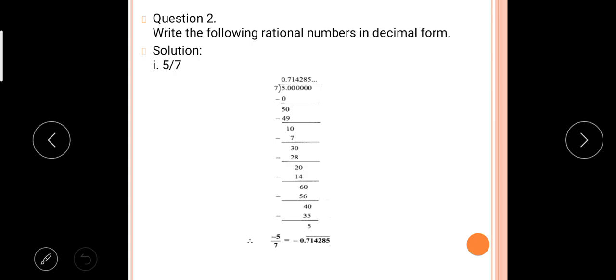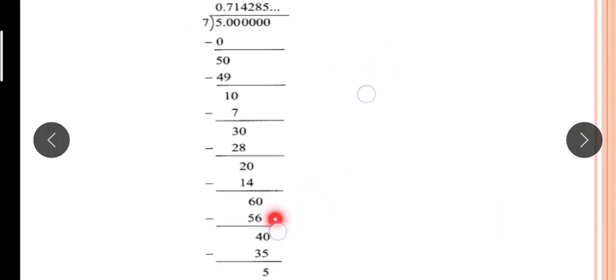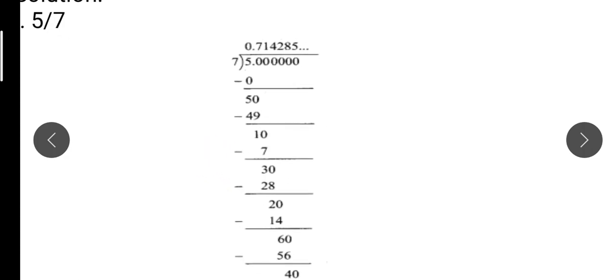Now, write the following rational number in decimal form. If it is a rational number, meaning in the p by q form, how to convert it to decimal? Simply by division. See here, what is the question? 5 by 7. Now, 7 is the divisor and 5 is the dividend. So simple division you have to do.